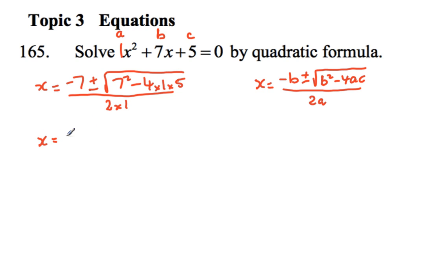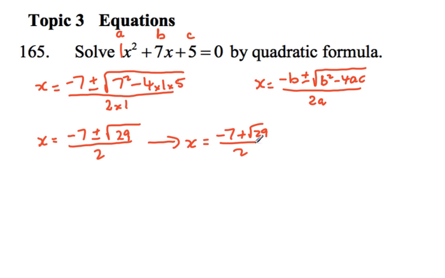X will equal minus 7 plus or minus the square root of 7 squared, which is 49, minus 4 times 1 times 5, which is 20, so we'll go with the square root of 29 there, all over 2. Now when you've got a plus or minus here, you could write it out as a plus version and a minus version. So in many textbooks you could have the plus version of minus 7 plus root 29 all over 2, or minus 7 minus root 29 all over 2.